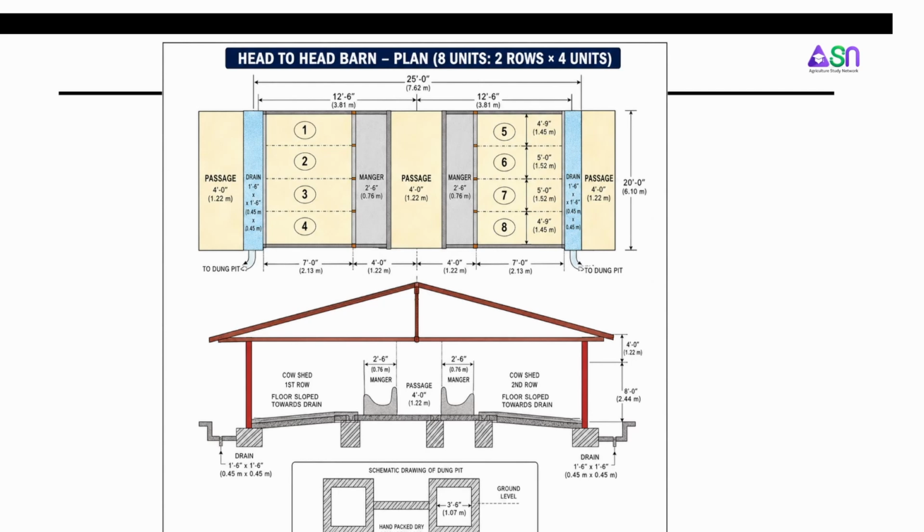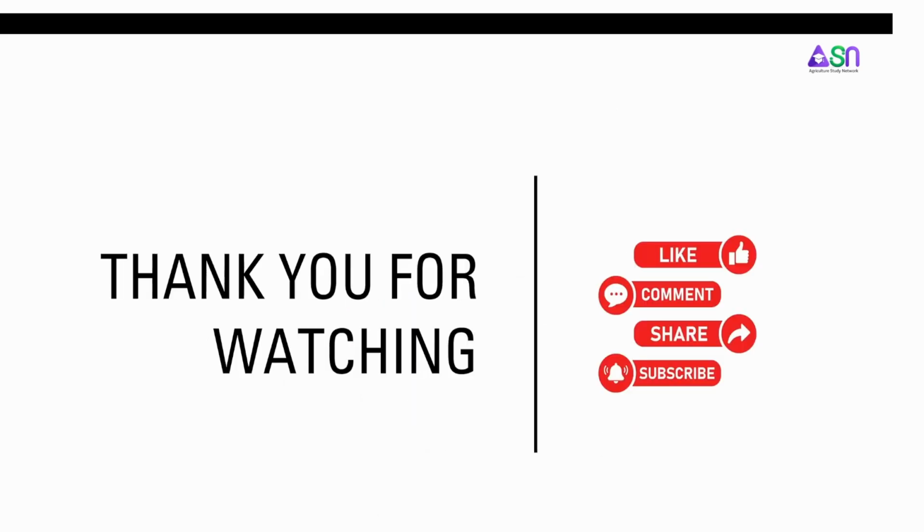Today we covered functional requirements, general types of dairy cattle housing, extensive system, loose housing system, and intensive system, their advantages, disadvantages, and types of stanchion barn, construction details, plan and section of tail to tail housing, and a simple model of head to head housing.